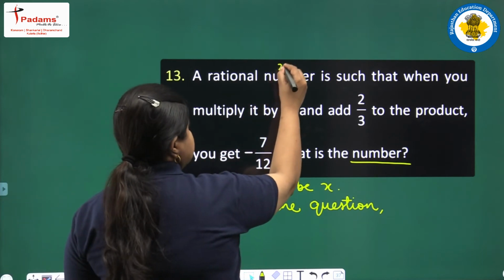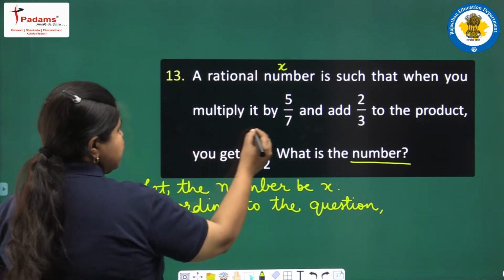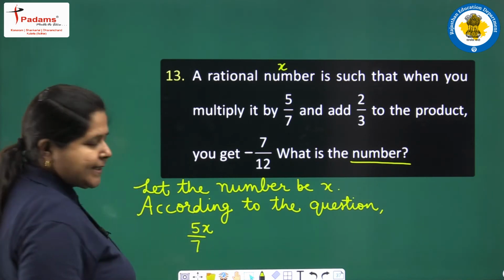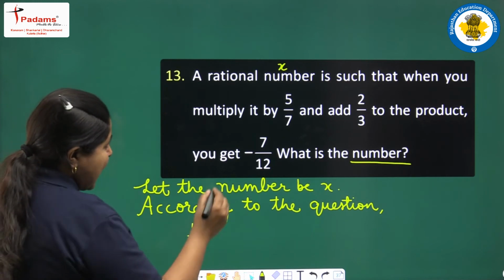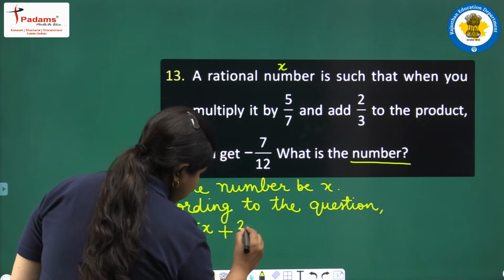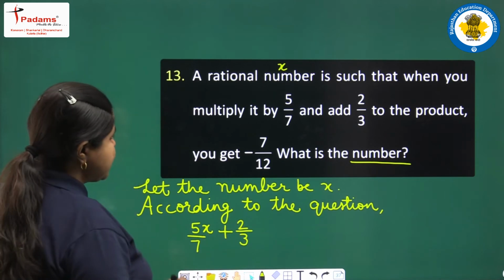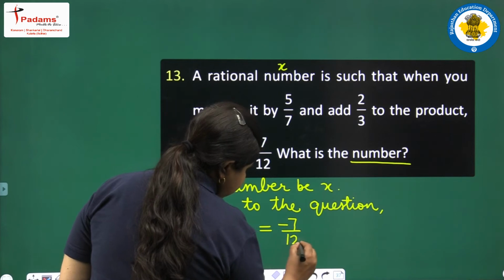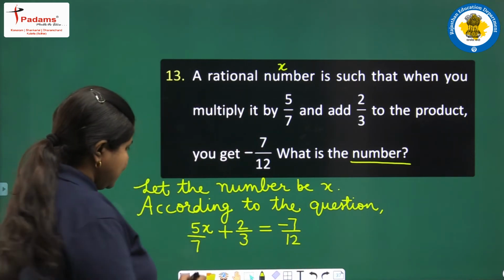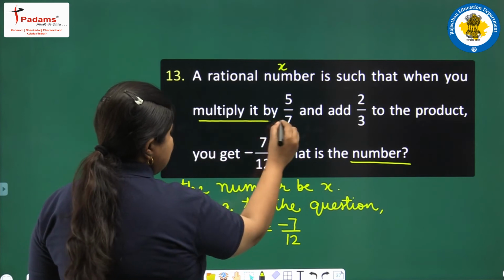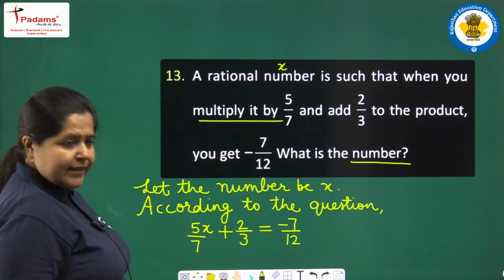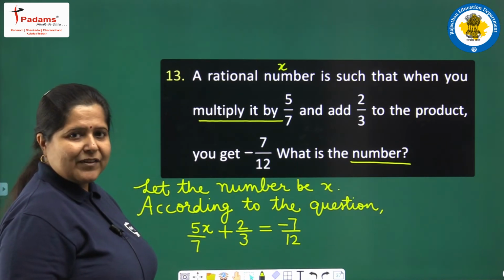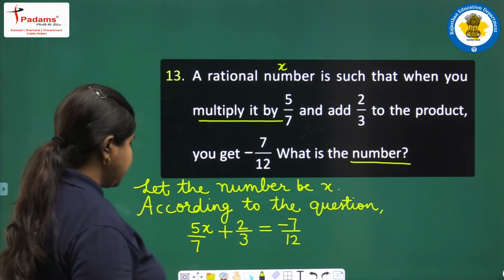The rational number which we have taken to be x is multiplied by 5 by 7. So, multiply 5 by 7 and x, you will get 5 by 7x. Then add 2 by 3 to the product, we will get minus 7 by 12. This is the equation. Multiply the number by 5 by 7 which will give us 5 by 7x, then add 2 by 3, answer is minus 7 by 12. We will solve it on the next page.